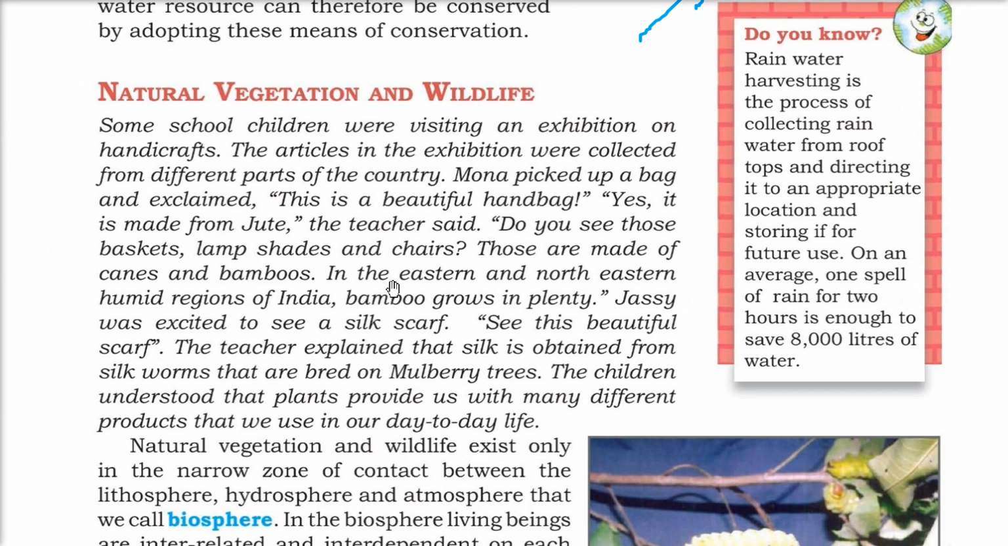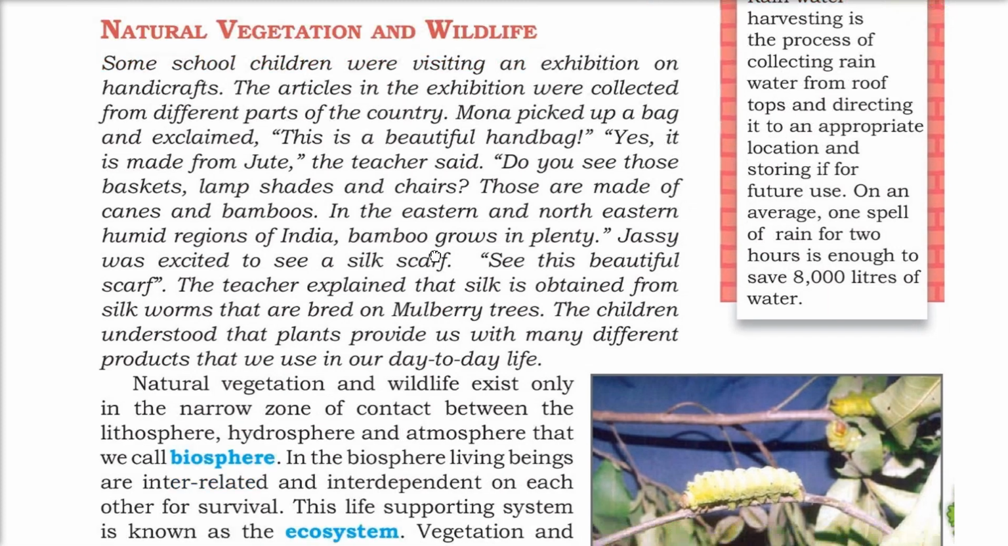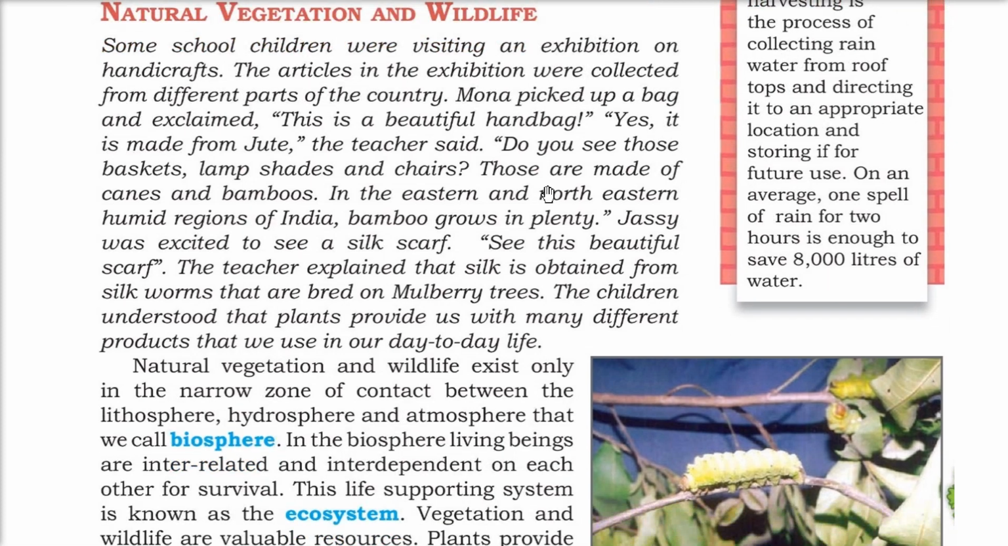Then natural vegetation and wildlife. Now some children were visiting an exhibition of handicrafts. There are various things collected from different parts of the country. Mona picked up a bag and she was thrilled. She exclaimed, "This is a beautiful bag." And the teacher said, "Yes, it is made from jute. And do you see the baskets, lampshades and chairs? They are made of canes and bamboos." So in the eastern and northeastern humid regions of India, bamboo grows in plenty.